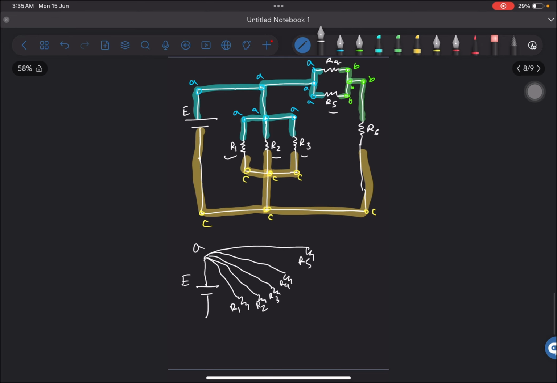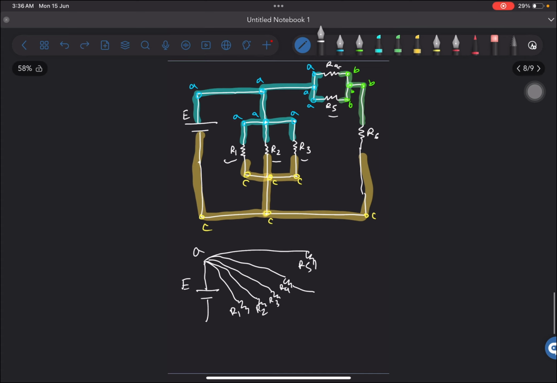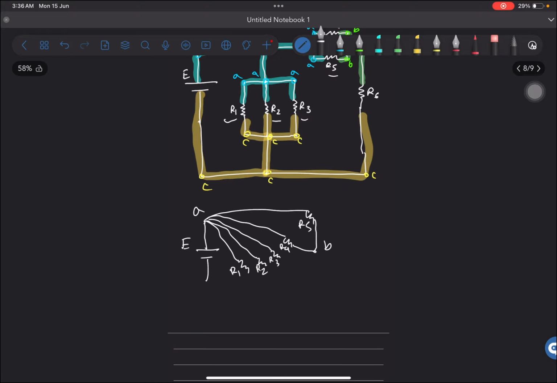And then we can see that R4 and R5 have in common B, and then B has a break and it goes to R6, which is C, and then C is connected to R1, R2, and R3. So R1, R2, and R3 are connected with R6 over here. And there you go. This is how you can redraw it.